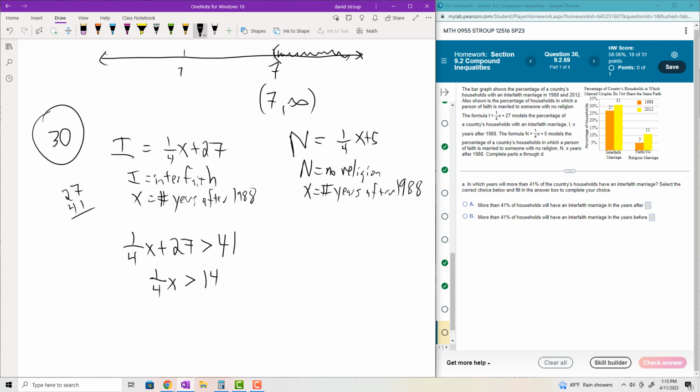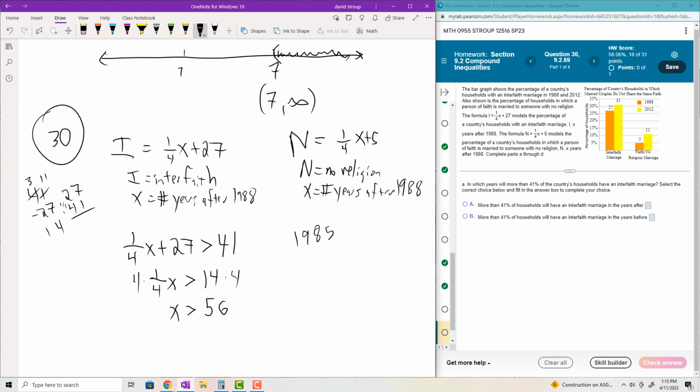So 41 minus 27 is 14. And then multiply both sides by 4. So x will be greater than 56.